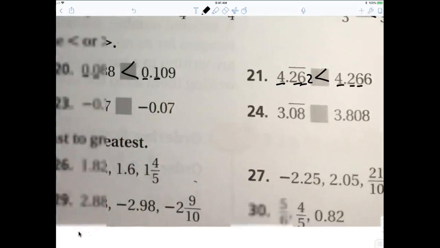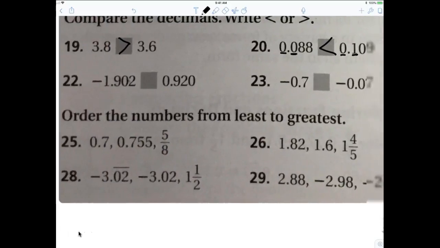All right, so here we go. Miss Buchanan, 22. You got an easy one. Because it's automatically, this was negative, true? Is that what you were thinking? You with me? One's negative, one's positive. The negative is always less than the positive.